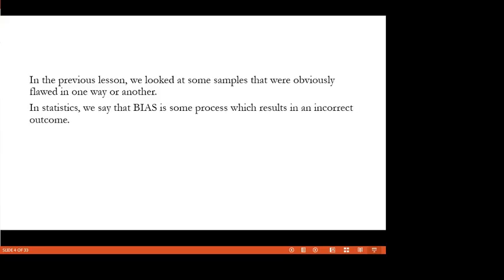So our general definition is we'll say that bias is a process which results in an incorrect outcome of some type. In the last module, all the samples we looked at would probably yield an incorrect result or an incorrect conclusion. And so what we want to do today is look at a few different types of bias that tend to occur in statistics so that you can know them by name. And the best way to do this is to look at a couple of examples. So let's take a look at some examples and some possible sources of bias.